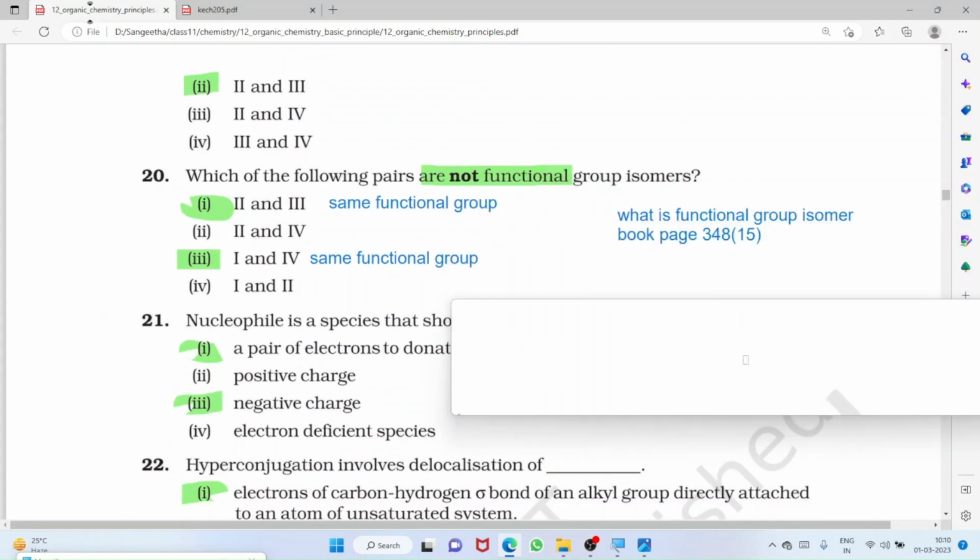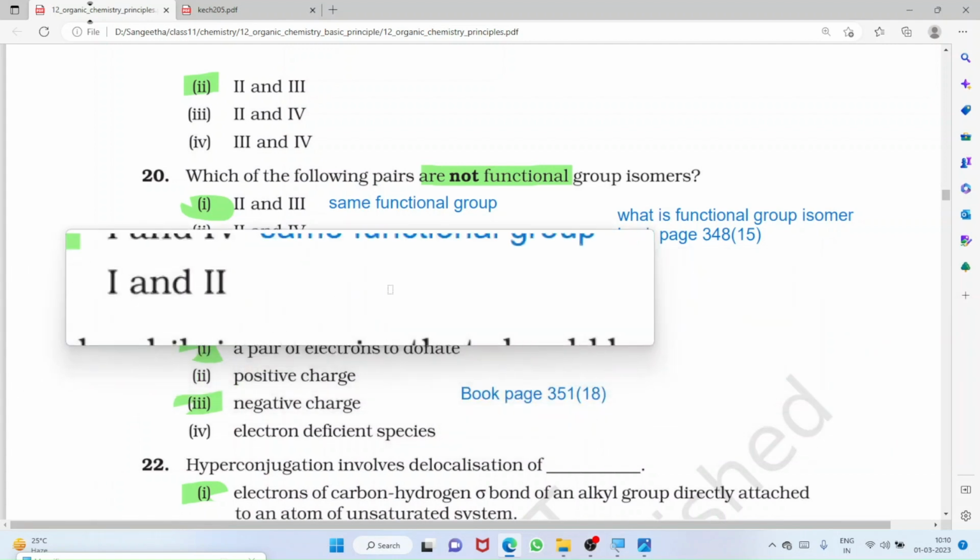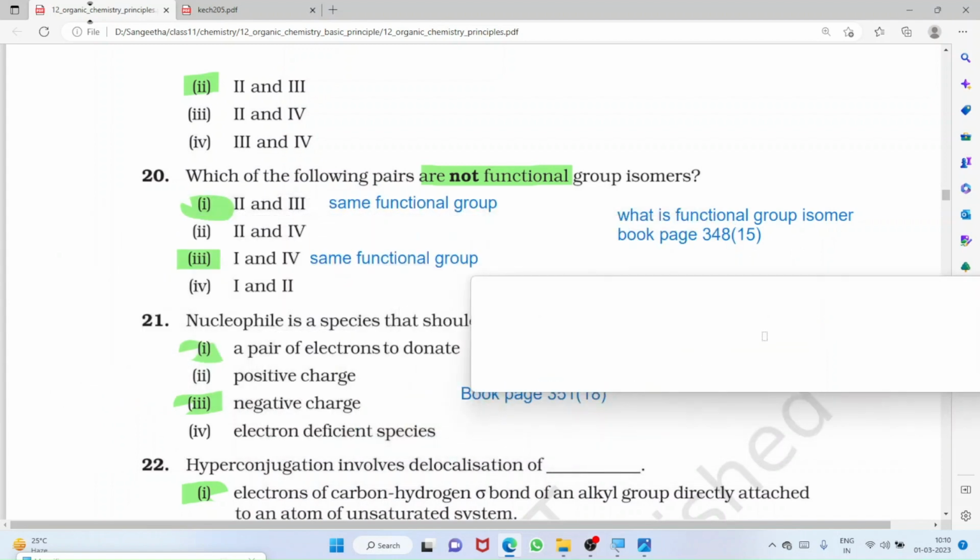Question 20. Which of the following pairs are not functional group isomers? They are asking for those that are not functional group isomers. So 2 and 3 are the same functional group. 1 and 4 are also the same functional group. 2 and 4, these two are in the same functional group, so they are not functional group isomers.